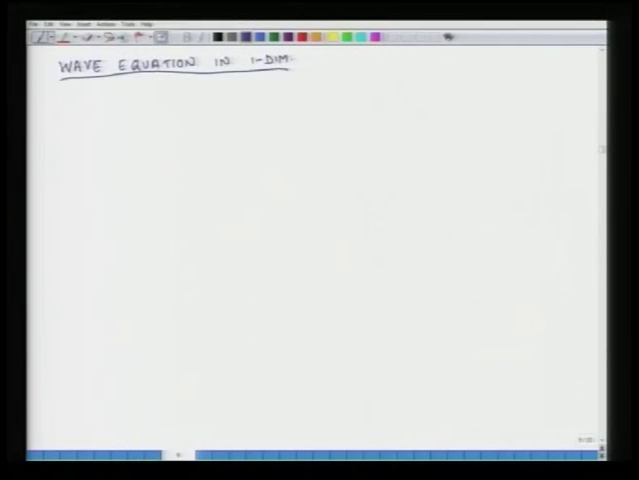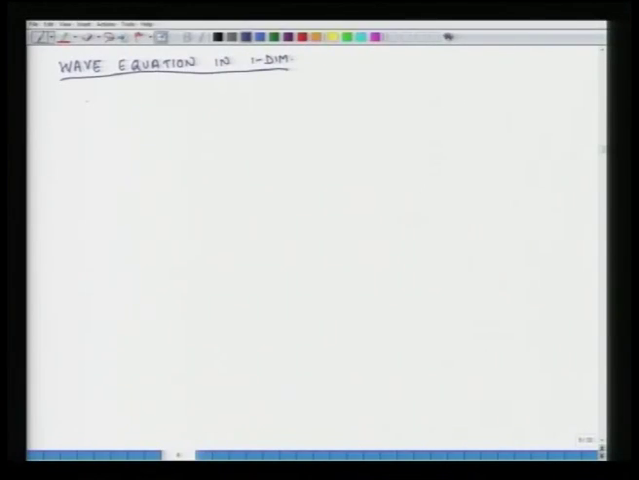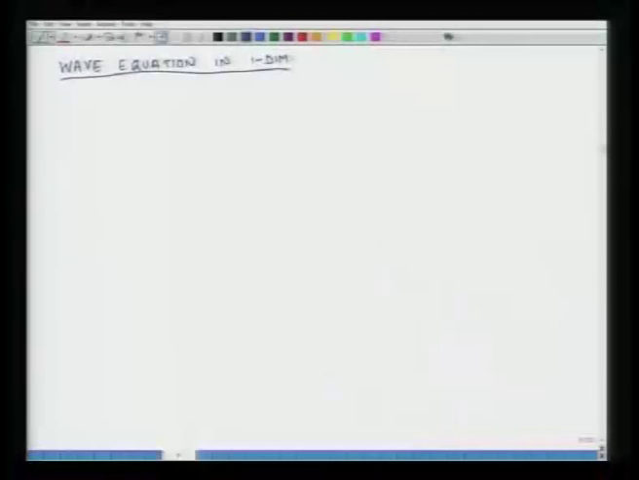So, let us consider a 1D piece of air, a one-dimensional piece of air, where sound is getting propagated, and let us say the initial pressure, initial density, initial volume and initial velocity of this air are P naught, rho naught, V naught and U naught.